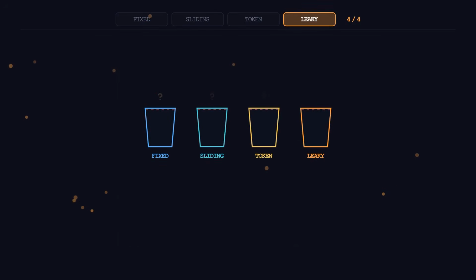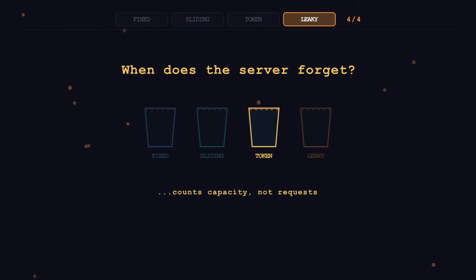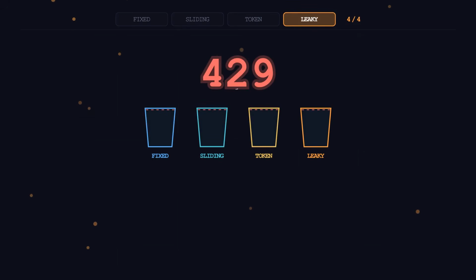4 algorithms. 1 question underneath each. When does the server forget? Fixed window forgets at the minute mark. Sliding window forgets as timestamps age out. Token Bucket doesn't count requests at all. It counts capacity. Leaky Bucket is the inverse, filling with work, draining on a timer. Same 429. 4 completely different forgetting strategies.